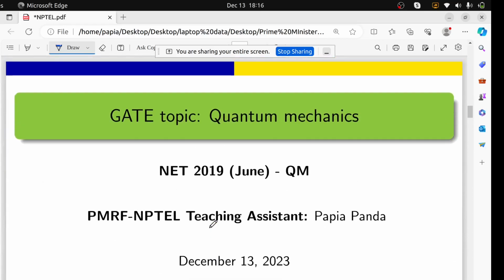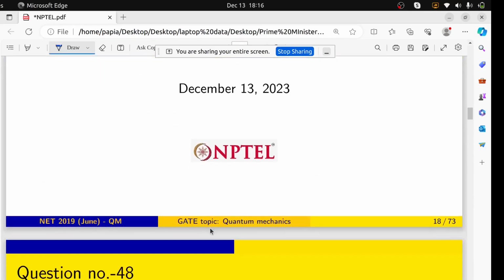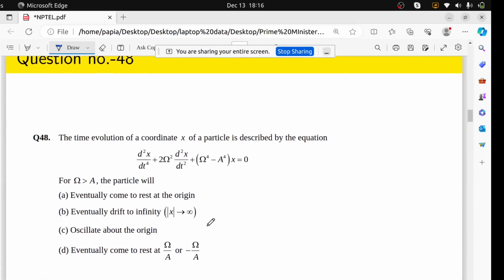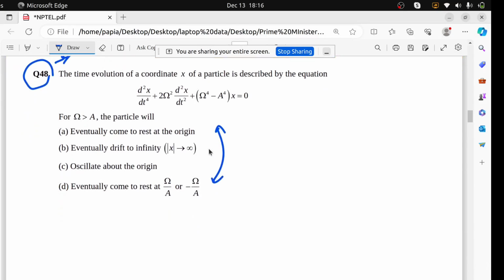Next question I will be taking from the same year. The question number is 48. Okay, the time evolution of a coordinate. Now see, 48 means it should be a little bit more elaborated. The time evolution of a coordinate x of a particle is described by this equation. For omega greater than a, how will the particle behave? They are asking this one. Now firstly I am just going to write here.